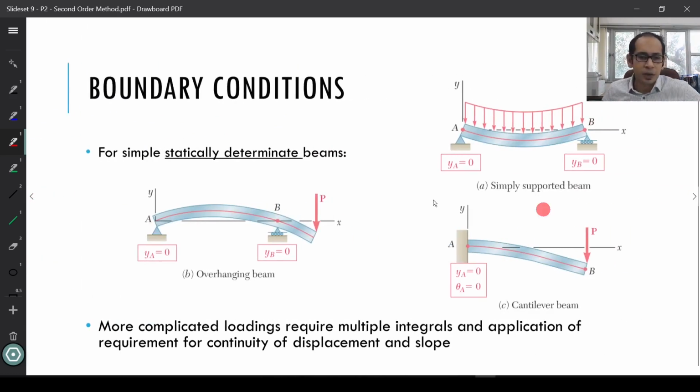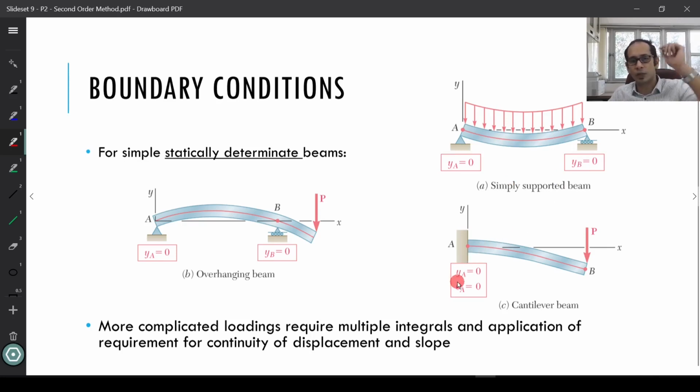For example, if you are looking at a simple statically determinate beam, we'll start with some very simple examples. So in this beam, for getting the two constants of integration, a couple of boundary conditions can be that at x equals 0, for this overhang beam with a tip load at the end, you have y equals 0. At x equals the length, that is at b, you have y equals 0. If you have a beam with a UDL, at the left end and the right end also, your deflection y equals 0. Now for the cantilevers, this is a case where you have to make use of the y as well as the theta.